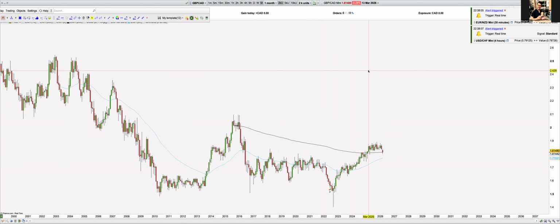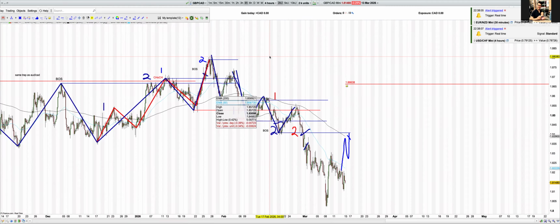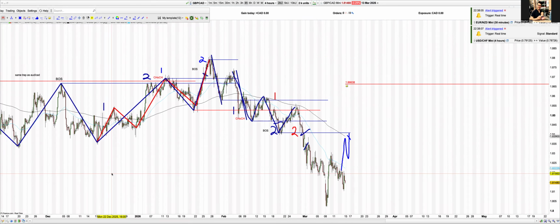GBP/CAD, these are all minefields at the minute. This has been extreme as well. It's made a change of structure, but it means nothing until we've got the break of that change. So we passed there.